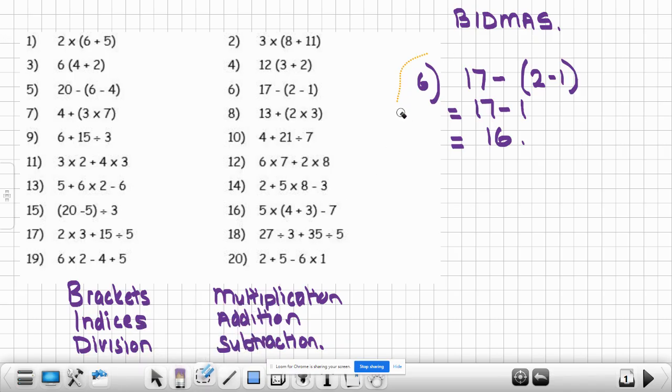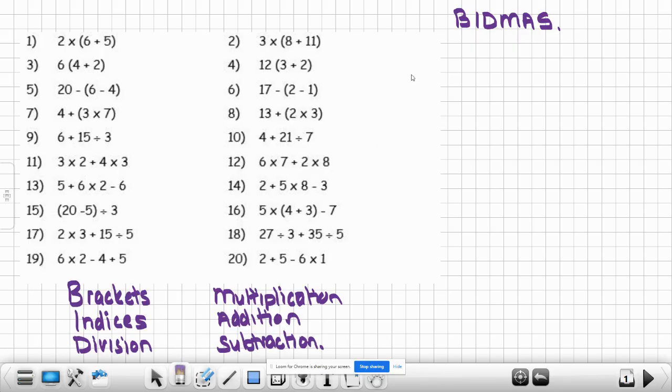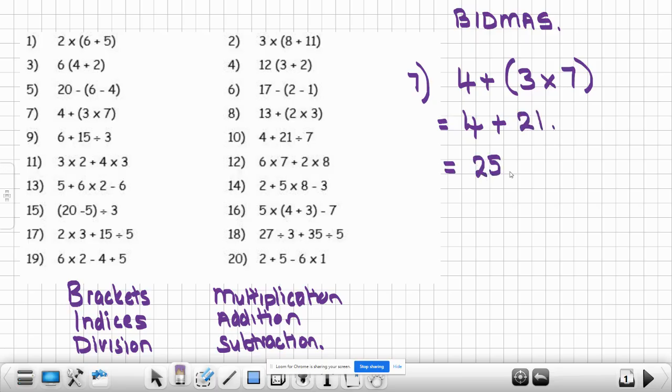I'm going to speed it up a little bit, but don't forget you can pause, replay as you like. Question 7. 4 plus, in brackets, 3 times 7. Okay, we have to deal with the brackets first. We've got an addition outside. So 3 times 7 is 21. So we get 4 plus 21 equals 25.